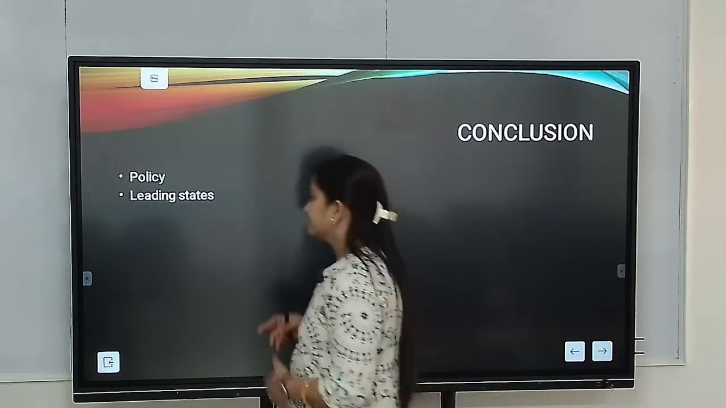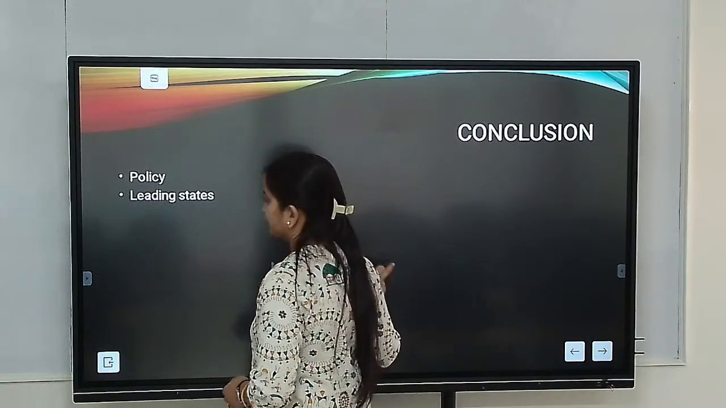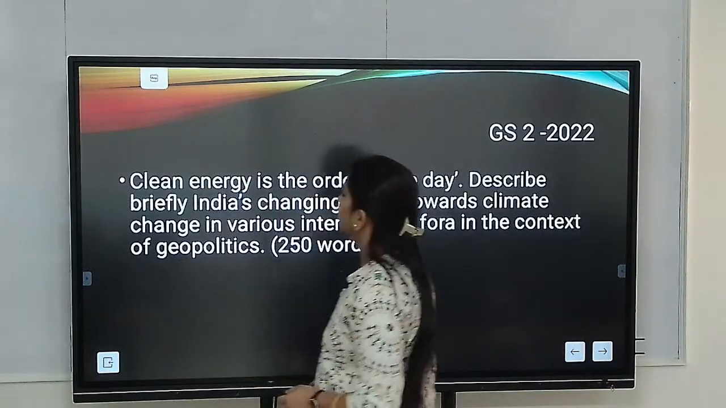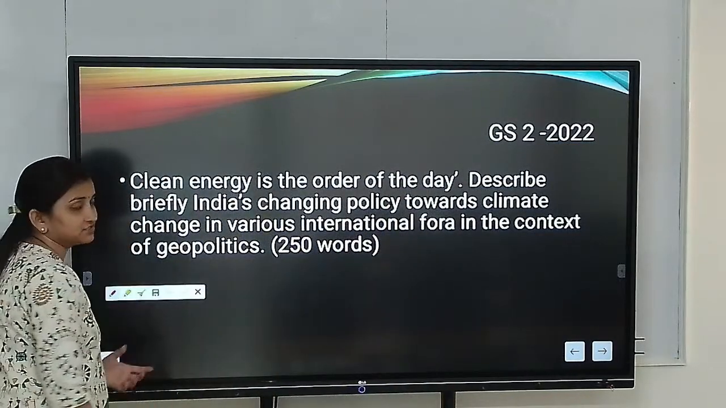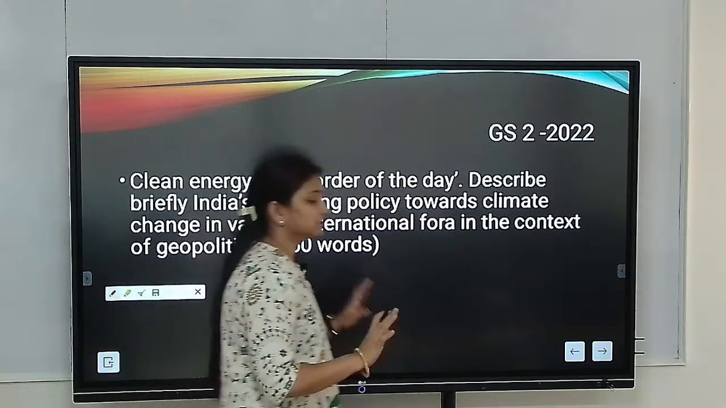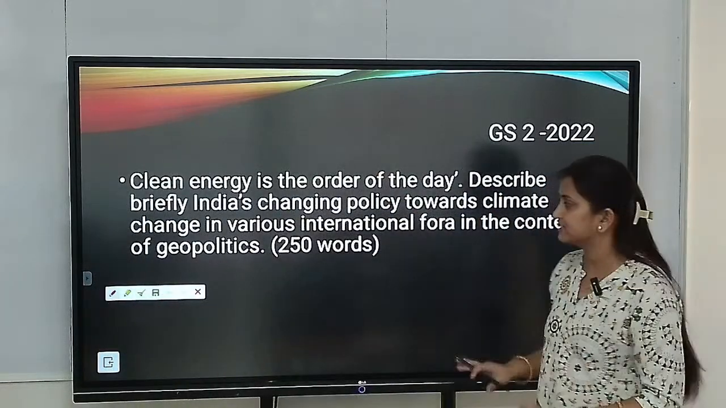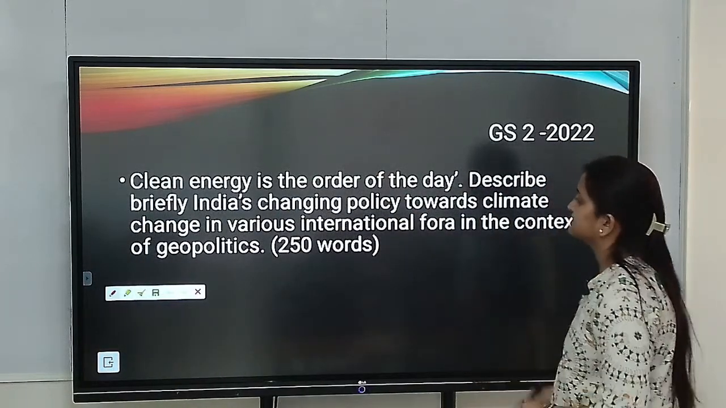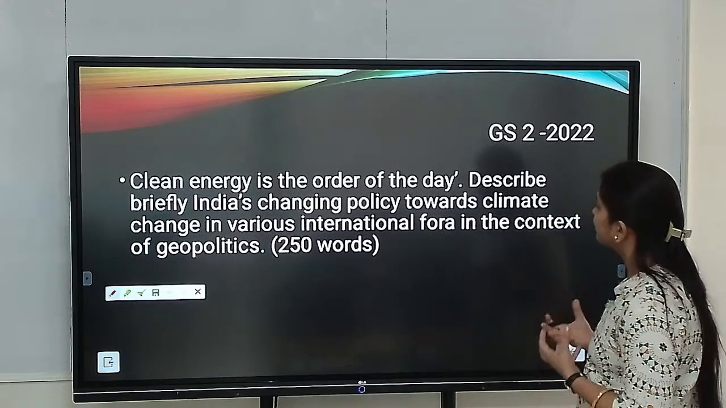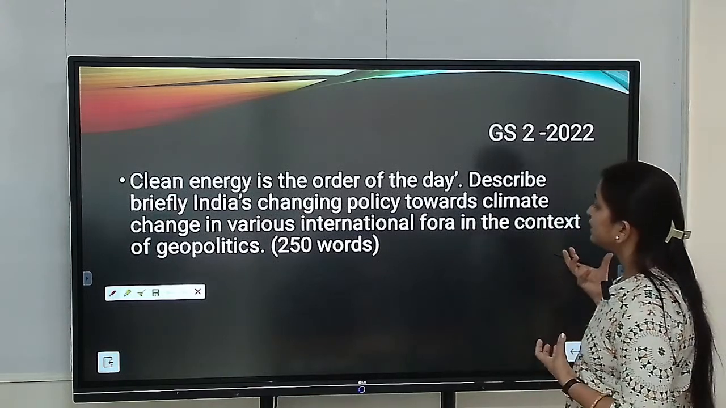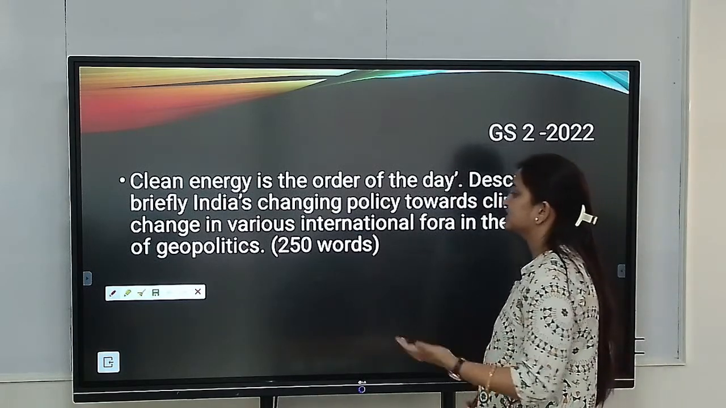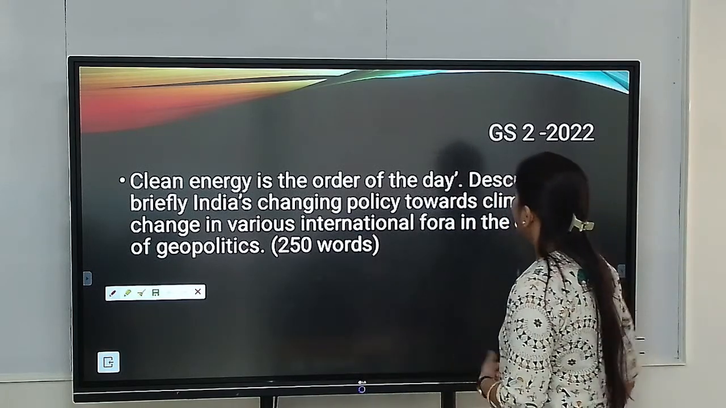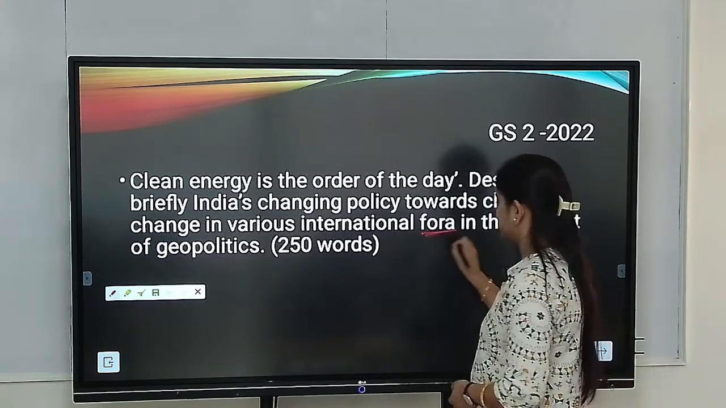So that was our second question. Now let us move to the third question. The third question here discusses clean energy. Again, let us first find out the keywords. The first reading of the question is for our own understanding. So let us undertake the first reading, which says clean energy is the order of the day. Okay. We need to describe briefly India's changing policy towards climate change in various international fora. Fora basically means organizations. Okay.